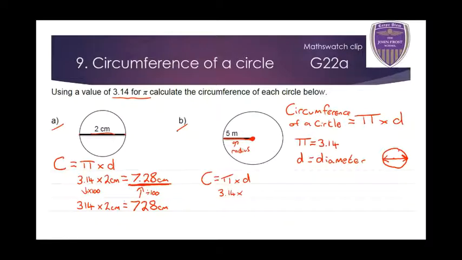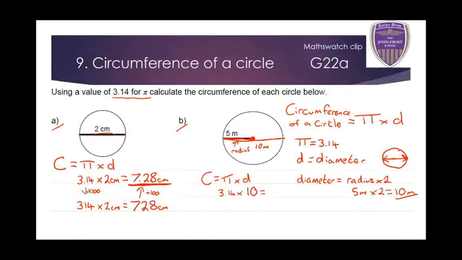But I know that the diameter of a circle is equal to the radius multiplied by 2. So therefore, if the radius in this shape is 5 meters, 5 meters times 2 is going to be 10 meters. So I know that this is my diameter, 10 meters. I know the whole distance will be 10 meters. So therefore, I have to do 3.14 times 10.